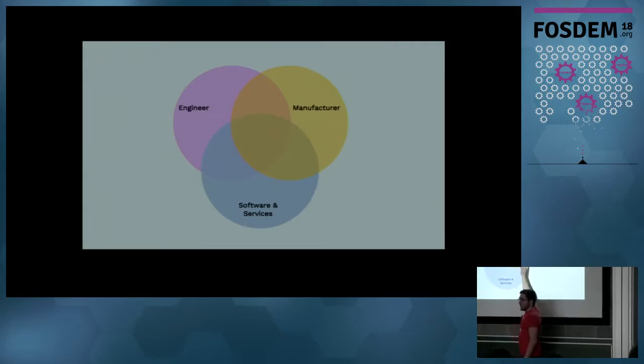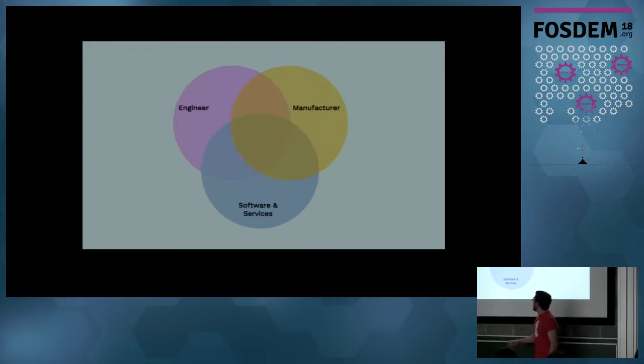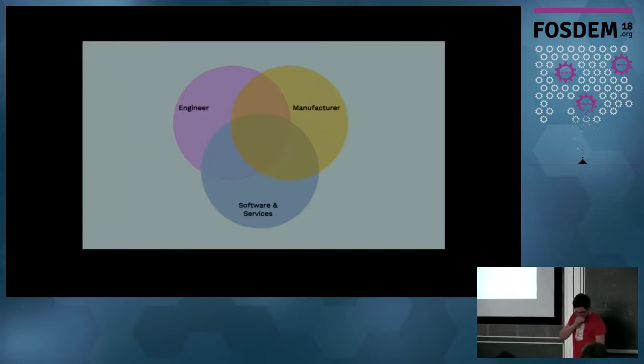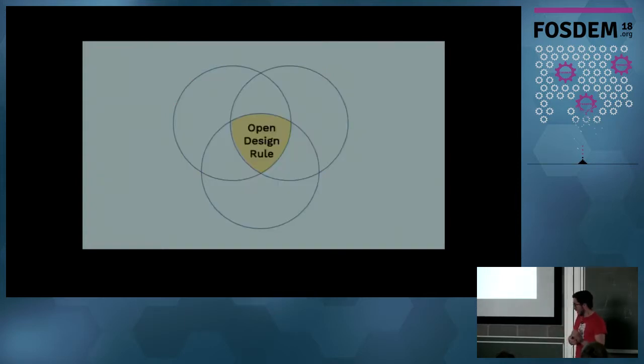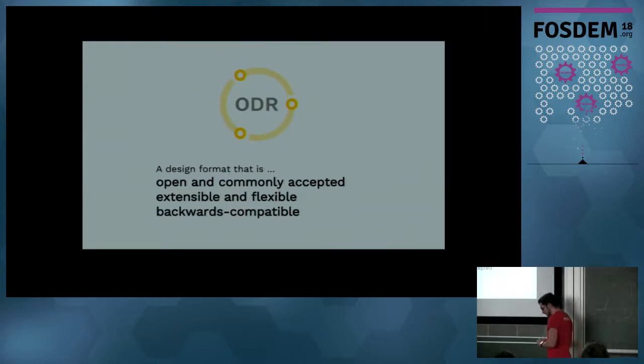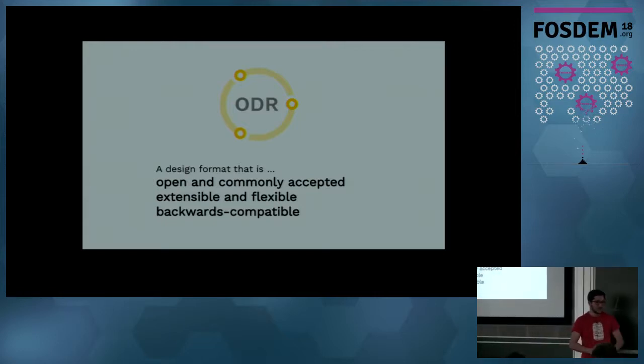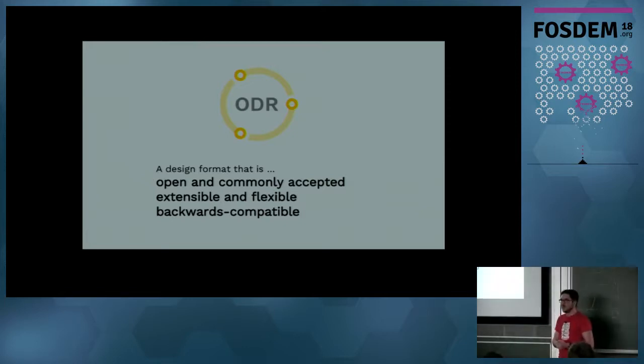Software and services in this case are the parties which actually check this. So here are the requirements over at the manufacturers. We have the engineer, who has to fulfill these, and we have the software and services, also KiCad, which should check on these. And in the middle, which connects all these parties, is the open design rule format. Something really boilerplate, which maybe applies for all file formats, but I just want to rephrase it: it's open, commonly accepted, extensible and flexible, and backwards compatible. Nothing special, I just want to put it on the screen.